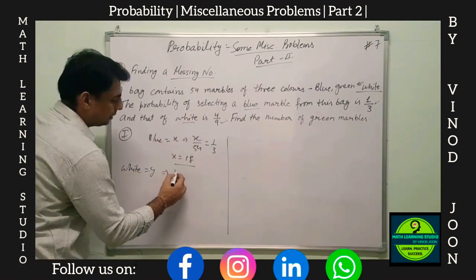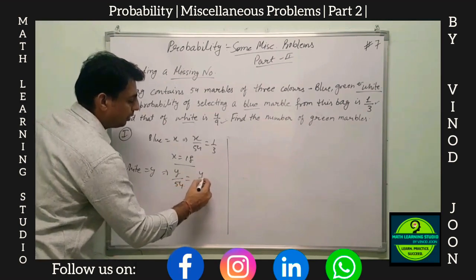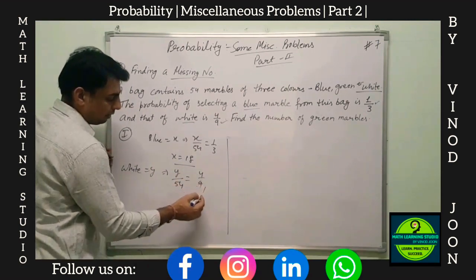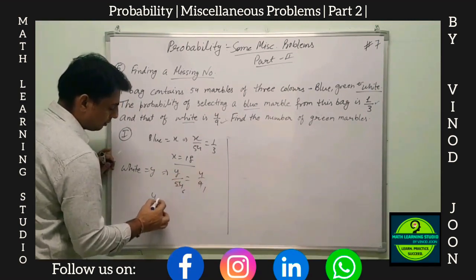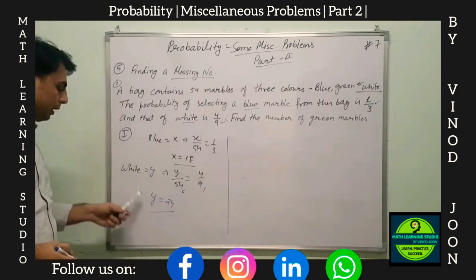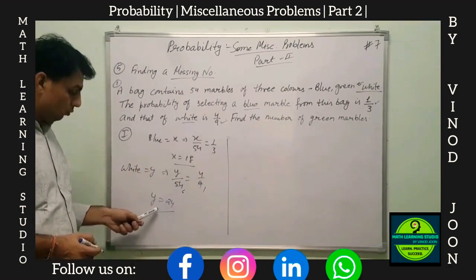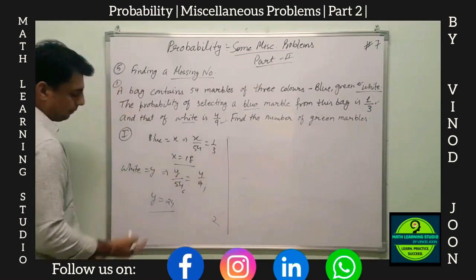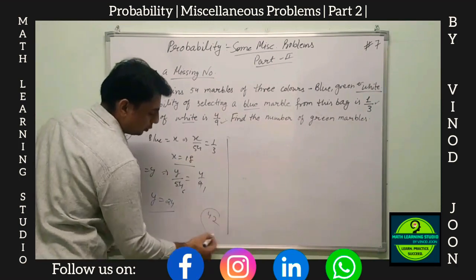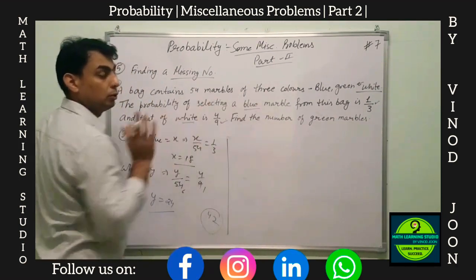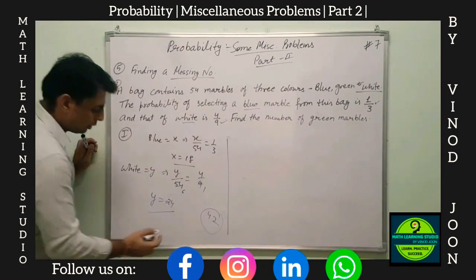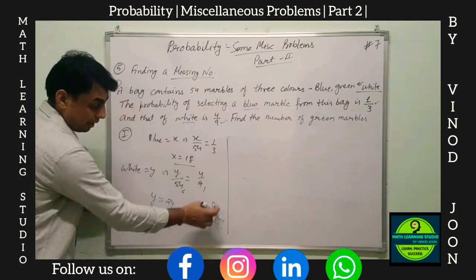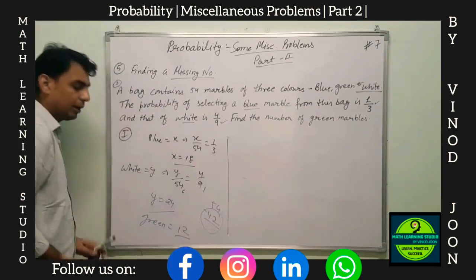Alright, then second, let us take white marbles are y. Okay, that implies that y by 54 should be equal to 4 by 9. Okay, so when we cross multiply and get the value of y from here, it will be 24. So we get white marbles as 24. So 18 are blue, 24 are white. Total will be what? Their sum will be 42 are white and blue. Green will be remaining. So the green marbles here can be what? 54 minus this. That means 12 marbles are green.